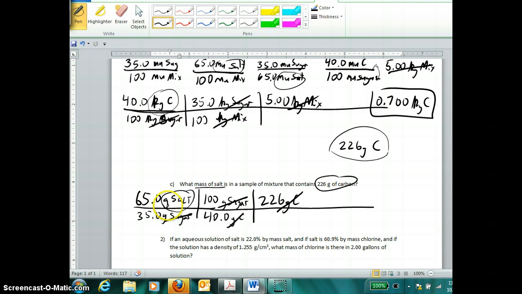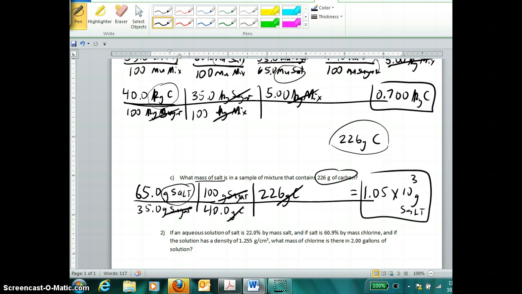Step 5 is to see if any specific units were requested for that mass of salt. But when I reread the problem, it doesn't specify. So let's not tempt fate. Let's leave it as grams of salt. So I would grab my calculator and divide 65 by 35, multiply by 100, divide by 40, and multiply by 226, leaving me an answer with 3 digits. And that answer would be 1.05 times 10 to the third grams of salt.